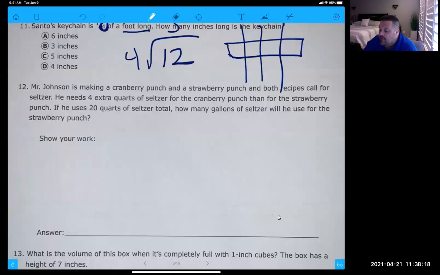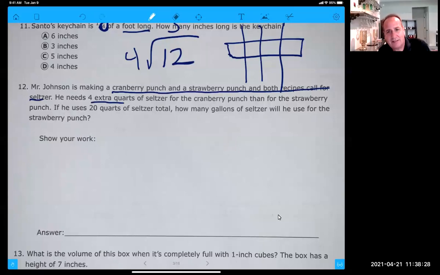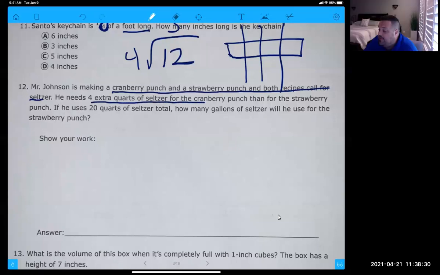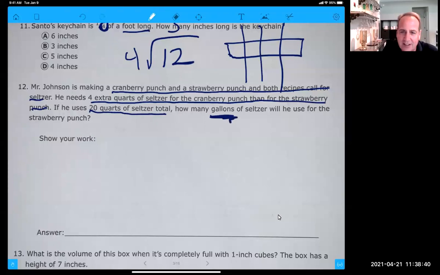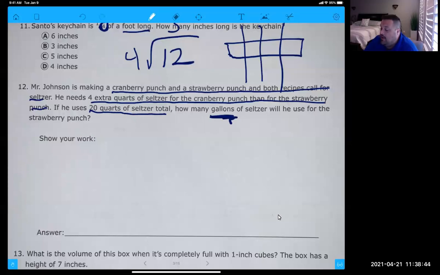Everybody that's listened to this video has read it already and paused, so I'll just describe it to you guys. There's cranberry punch and strawberry punch, and both recipes call for seltzer. There's 4 extra quarts of seltzer needed for the cranberry punch than for the strawberry punch. They use 20 quarts total. We want to know how many gallons will be used to make the strawberry punch. This is where the trick comes in. We're going from quarts to gallons. You got to convert.